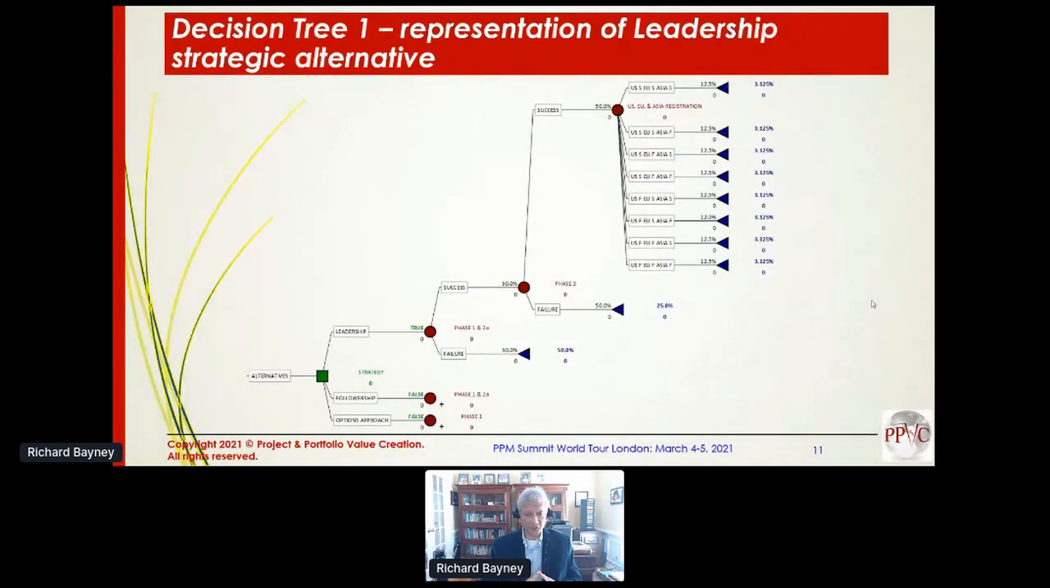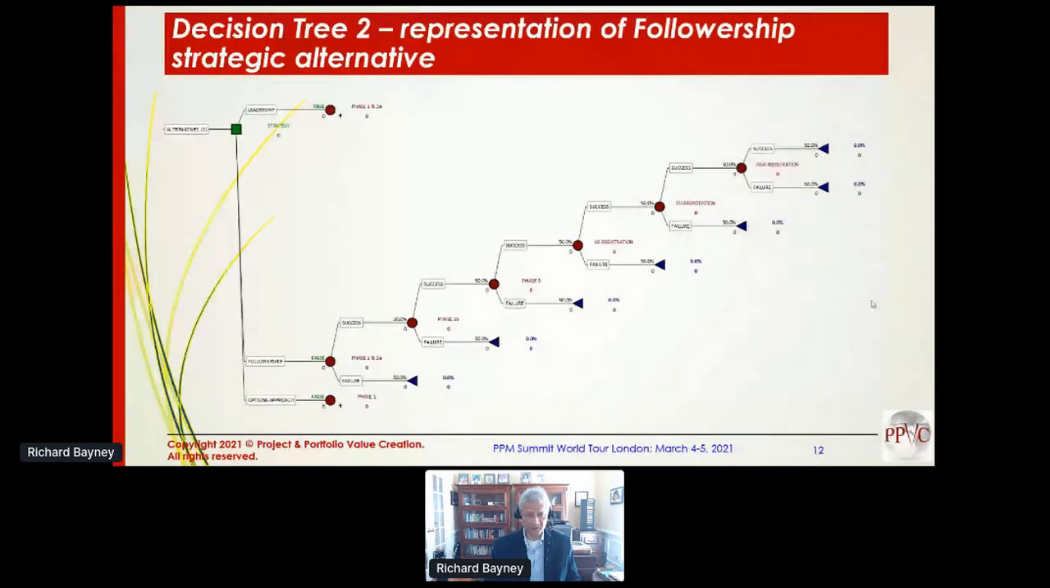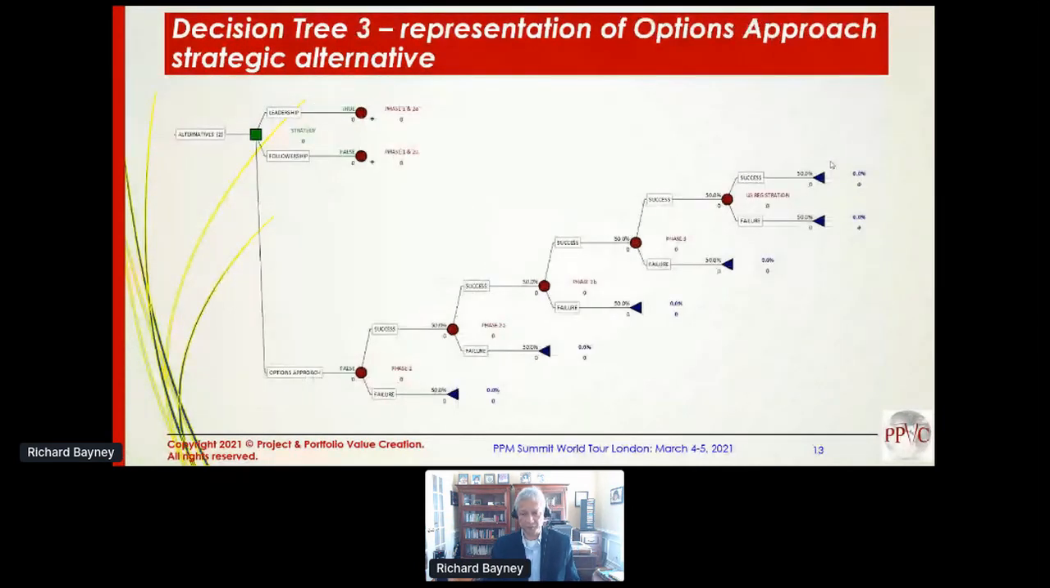So if that's the leadership alternative, then what does the followership alternative look like? Once again, we can see the logic from 2 or 3 slides ago. We basically try to register in the US first, then Europe, then Asia. And finally, the options approach. Sequentially do the early clinical, that is phase 1, then 2A, sequentially do late clinical, that is 2B, then 3, and register in the US only.